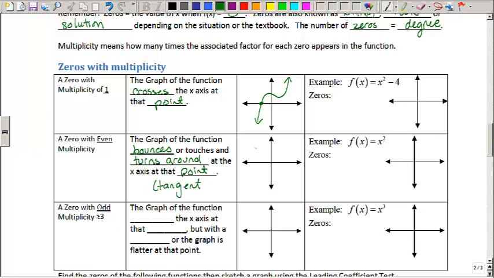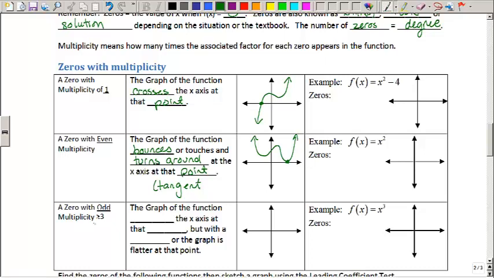And here's an example of that. Let's say I have a polynomial function. Right there at the x-axis, it has a 0, but it turns around. So on the first example, it went straight through. On the second example, it turned around. This would be an example of even multiplicity, where the 0 appeared twice in the factors of the polynomial.